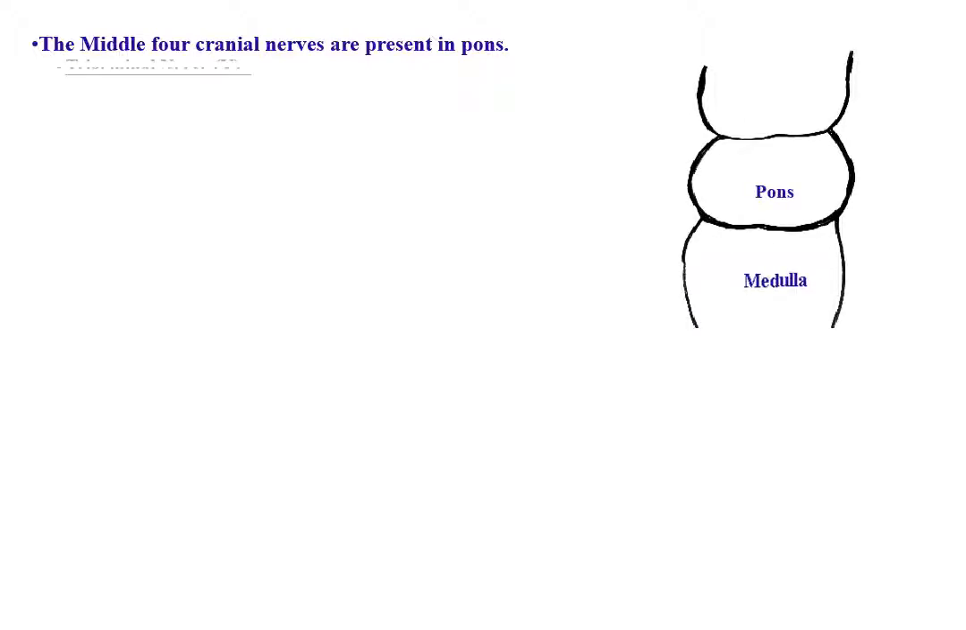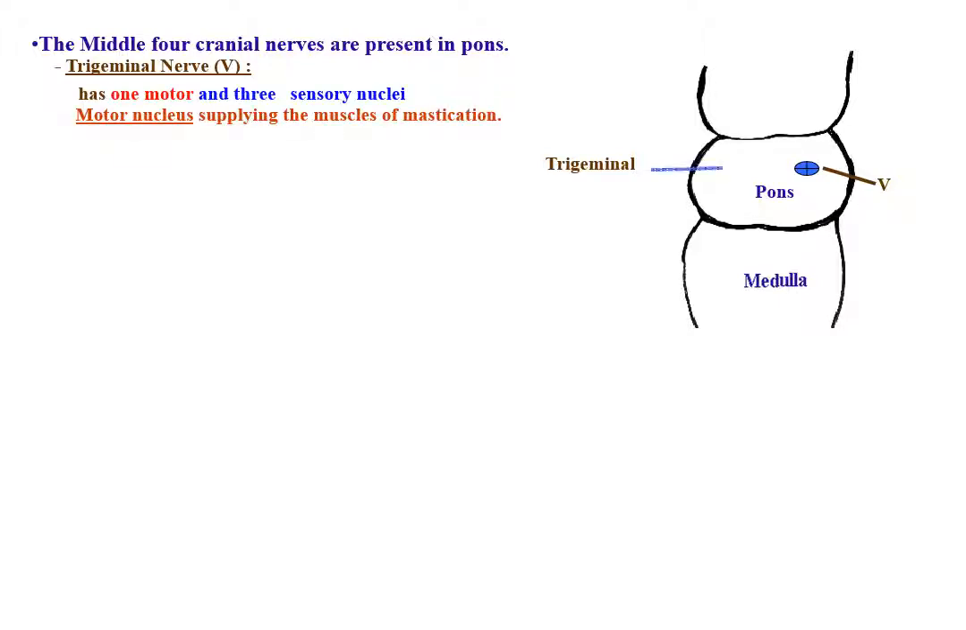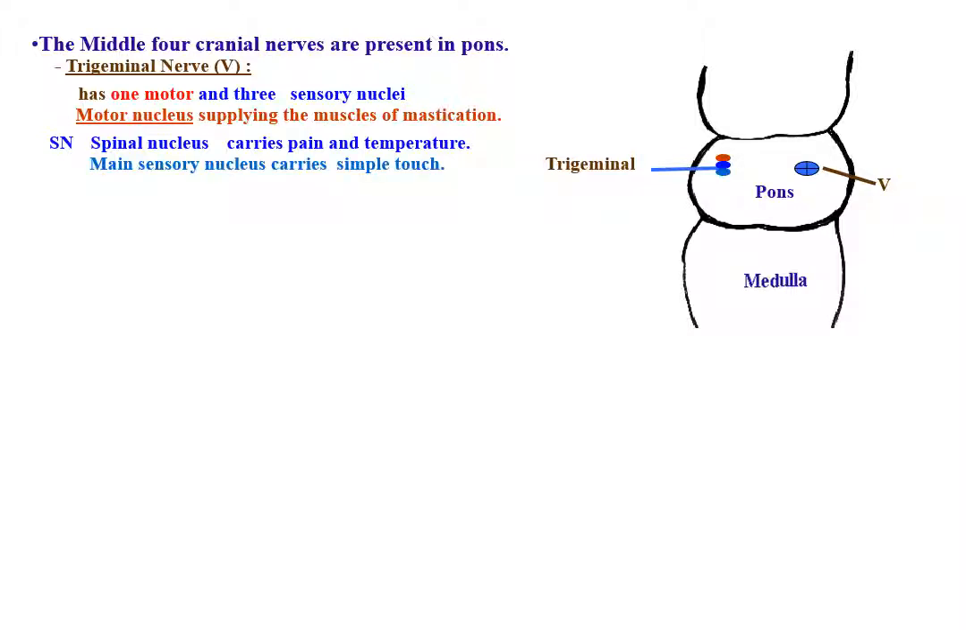The middle 4 cranial nerves are present in the pons. Trigeminal nerve, number 5, has one motor and 3 sensory nuclei. Motor nucleus supplies the muscles of mastication. Sensory nuclei are the spinal nucleus, which carries pain and temperature; the main sensory nucleus, which carries simple touch; and the mesencephalic nucleus, which carries proprioceptive sensation.